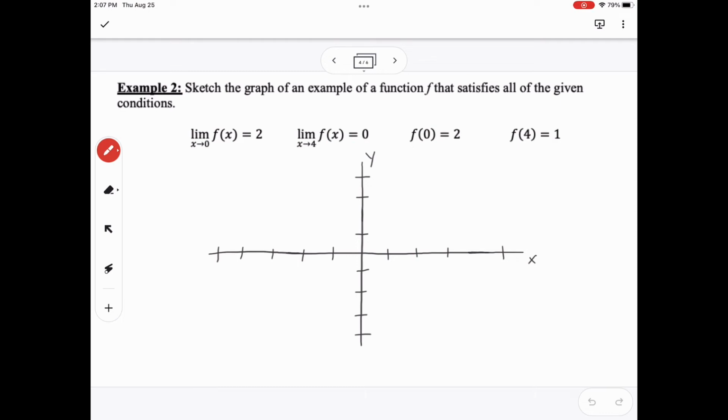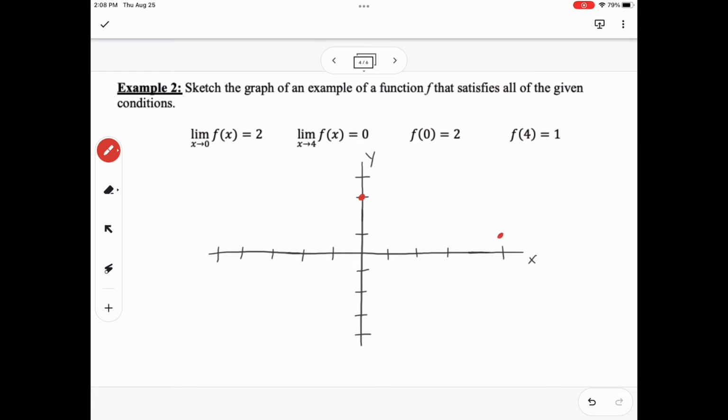Now sometimes we're going to give you problems where we have you graph or sketch a graph based on what the limits are and what some of the functions are notated as. So here it says the limit of f of x is equal to 2 as x approaches 0. Limit of f of x is equal to 0 as x approaches 4. And then f of 0 is 2 and f of 4 is 1. So here I plotted both those points. So f of 0 is 2, that's just an ordered pair, (0, 2). And then (4, 1) is over there on the right.